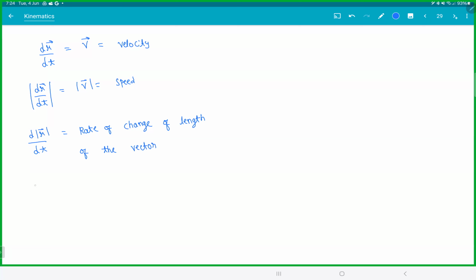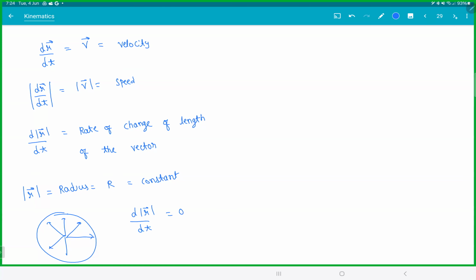So in our scenario, what is mod r bar? Mod r bar is nothing but the radius, which is r and which is constant. So I'm asking you, when this particle is going in a circle, what is the rate of change of length of the vector? Now you tell me, no matter how much this vector rotates, is the length changing? So what is d mod r by dt? 0. I hope that is making sense.